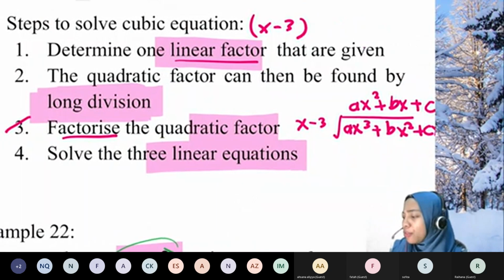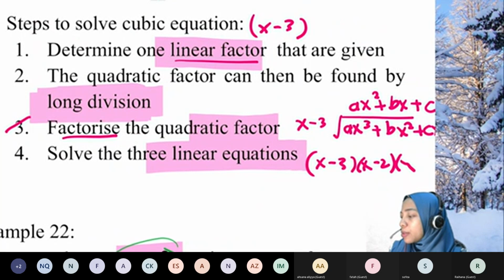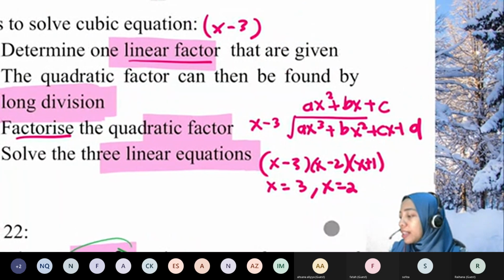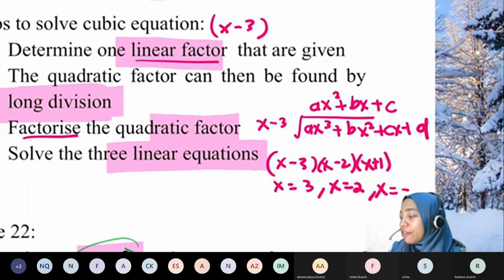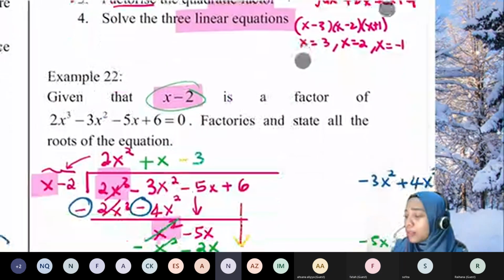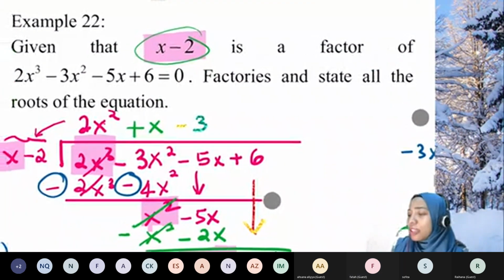Okay, and then dia nak you solve. Nanti let's say you dapat x minus 3, x minus 2, x plus 1. Okay, you tak berhenti sampai situ. You kenalah buat x equals to 3, x equals to 2, and then x equals to negative 1. Sebagaimana you buat dalam quadratic function.